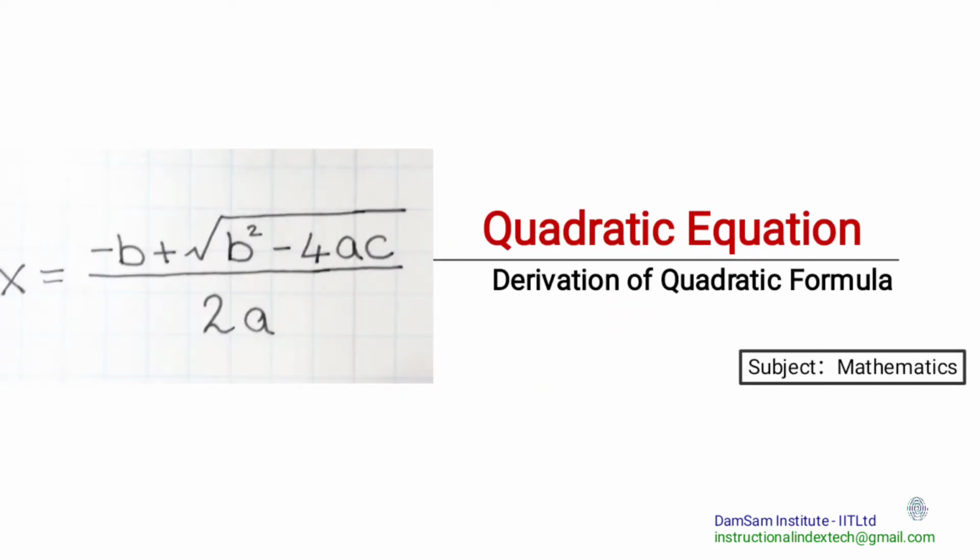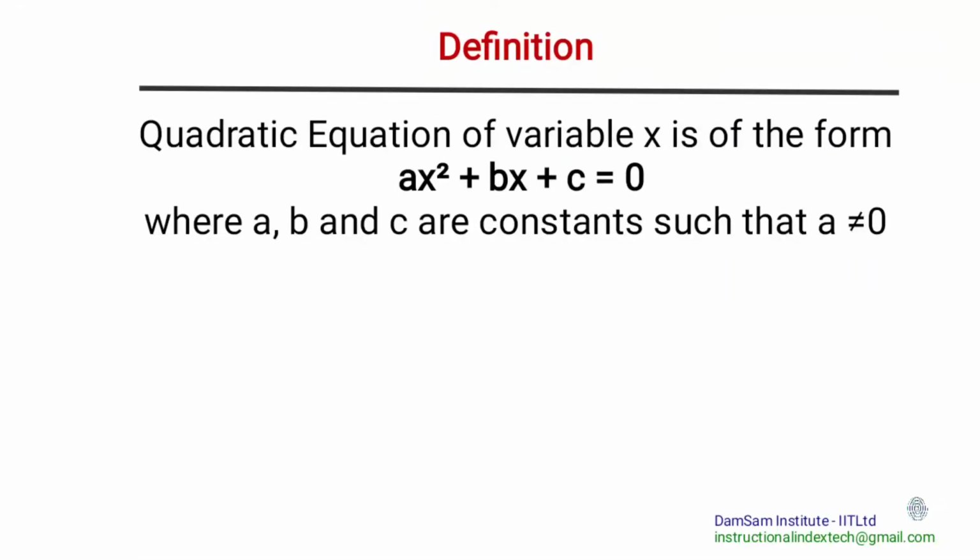We want to see how we derive the quadratic formula, and get to know that the quadratic formula is a powerful instrument in mathematics that we can use to solve any form of quadratic equation. First, we need to know what a quadratic equation looks like. Anything of the nature ax squared plus bx plus c is equal to 0, where a, b and c are constants, such that a is not equal to 0, is considered to be a quadratic equation.